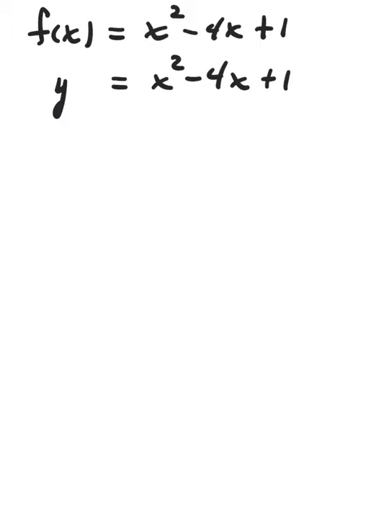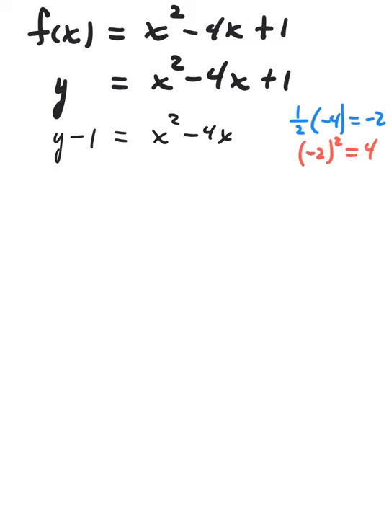With the completing the square technique, we're going to bring the 1 over, separating our variables from our constant. So that's going to be y minus 1 equals x squared minus 4x. Remember, part 1 is you're going to want to take half of the coefficient of x. Half of -4 is -2. Squaring that result is going to give us 4. The red number, the perfect square, is what you add to both sides.